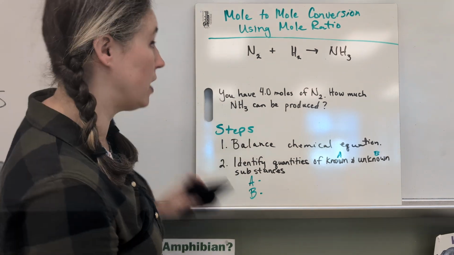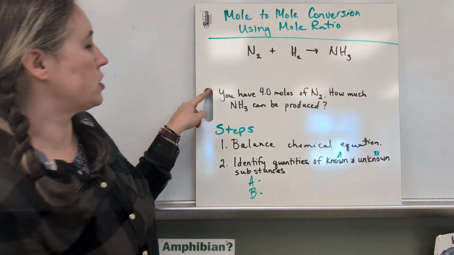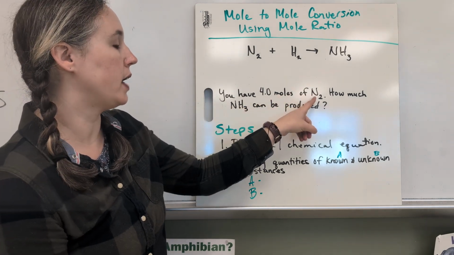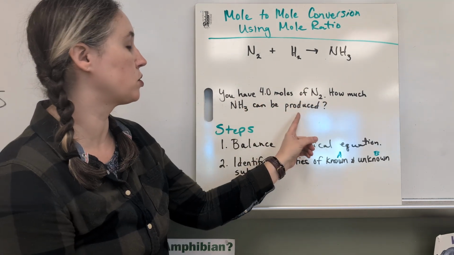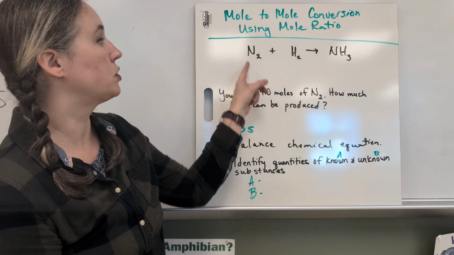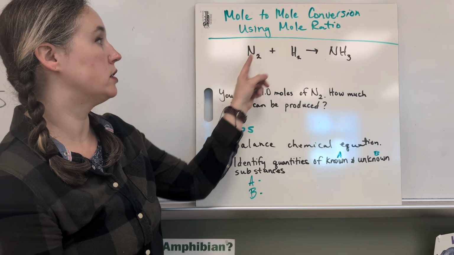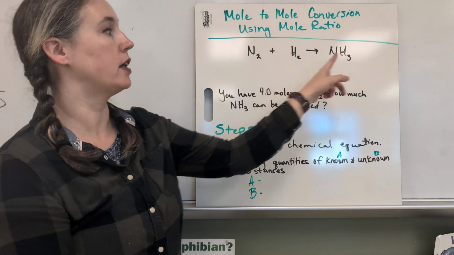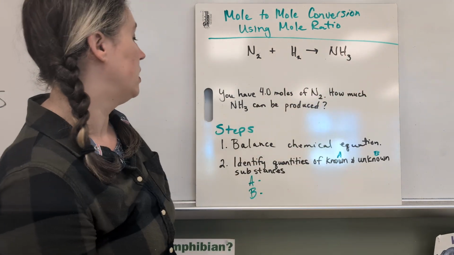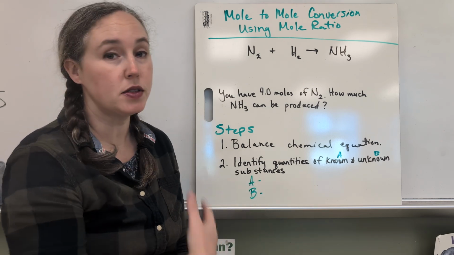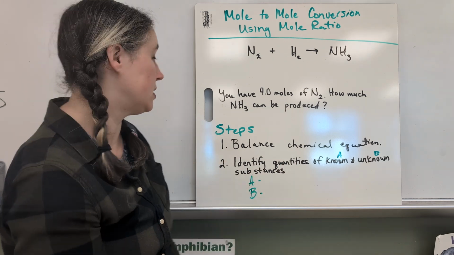But once you have those down, you'll be able to answer questions like, if you have 4.0 moles of N2, how much NH3 can be produced? Assuming that you have N2, when N2 and H2 come together, they yield NH3. So there are several steps. They're not too hard. Let's get into them.